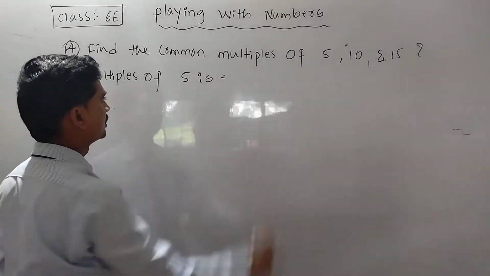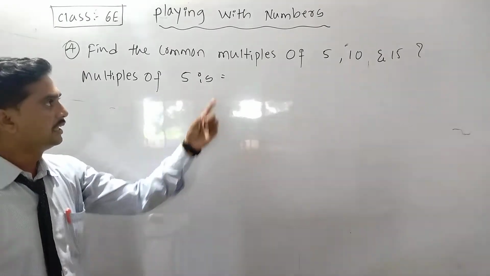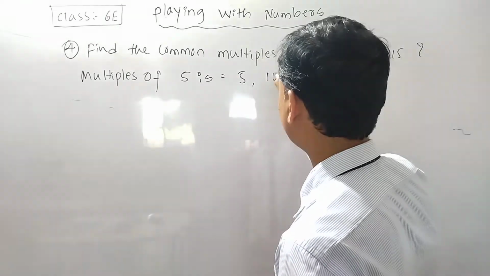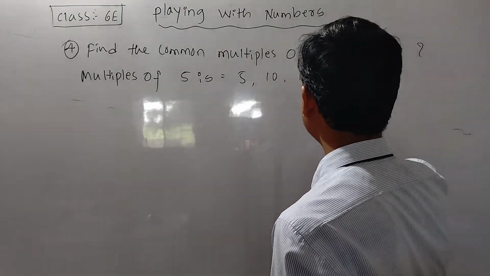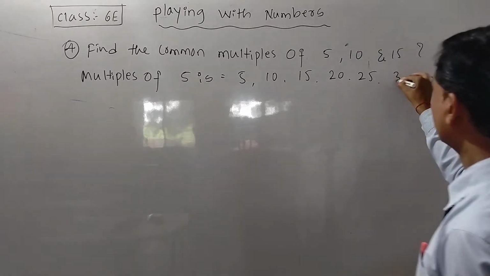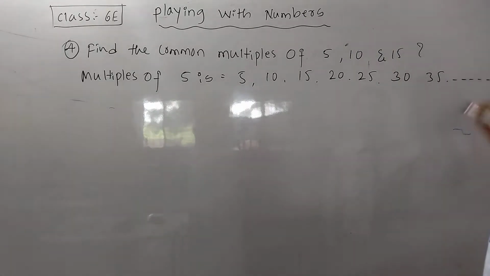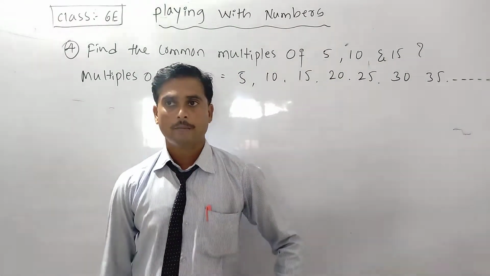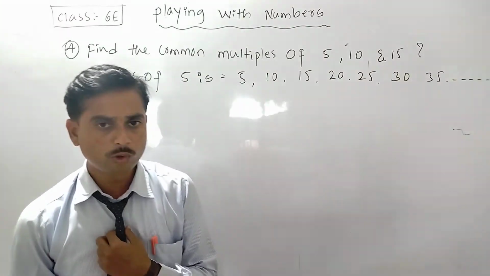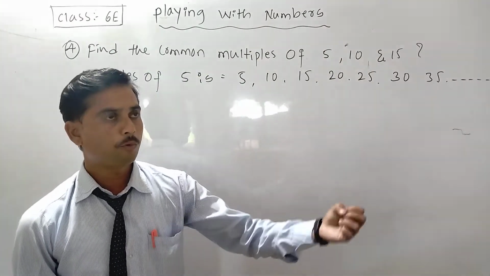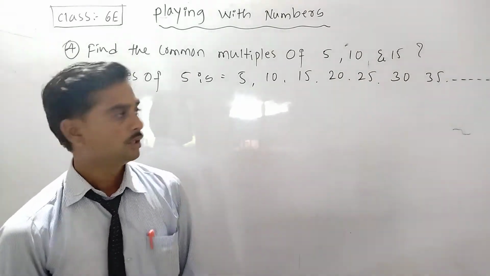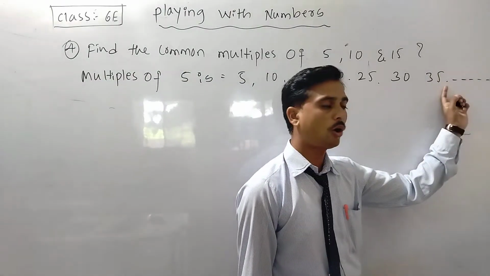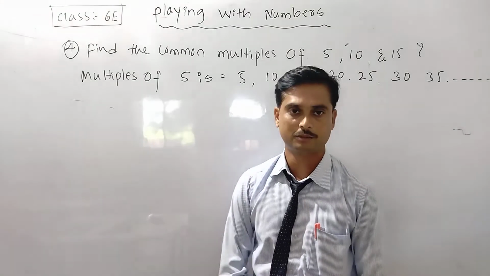The multiples of 5 are 5, 10, 15, 20, 25, 30, 35, and so on, because multiples are uncountable. You have to multiply the given number by 1, 2, 3, 4, 5, 6, so many are there. Then that product is called a multiple of that number.